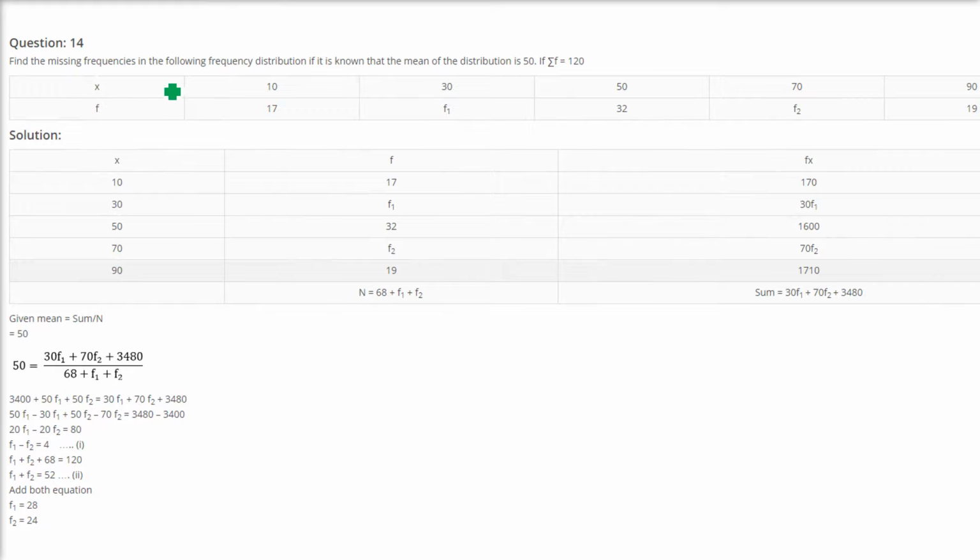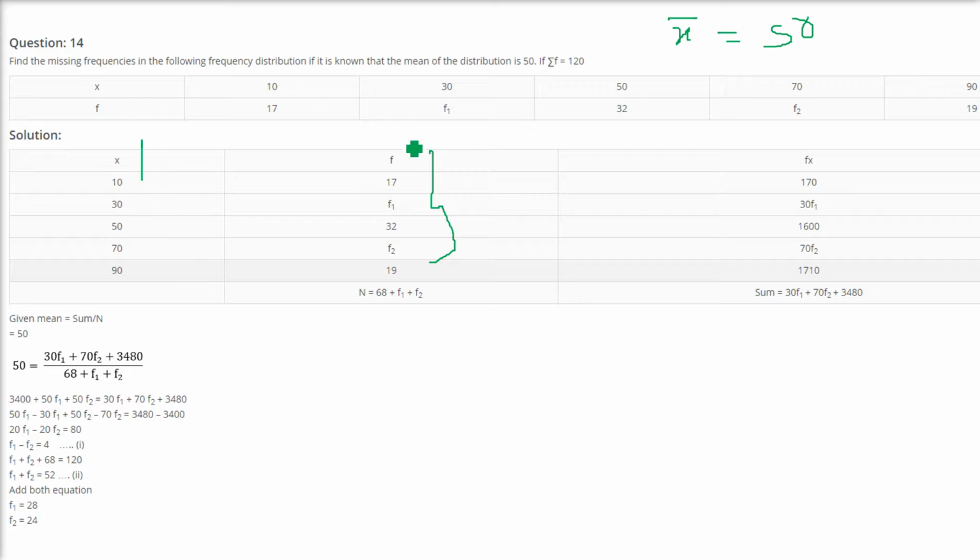Now we have to find the missing frequency in the distribution. It is known that the mean of the distribution is 50. So we are given the mean, that is 50. Now sigma f is 120, that is this one is 120. It is given that it is 120. So let us first formulate the formula, then we will try to solve for f1 and f2.